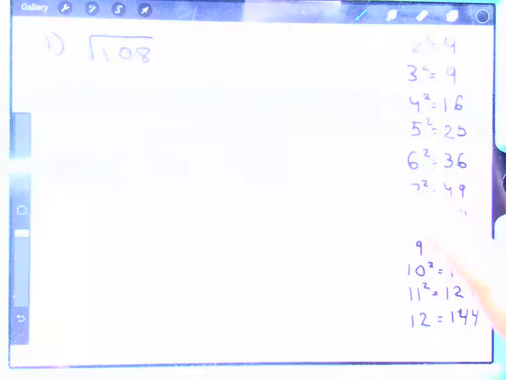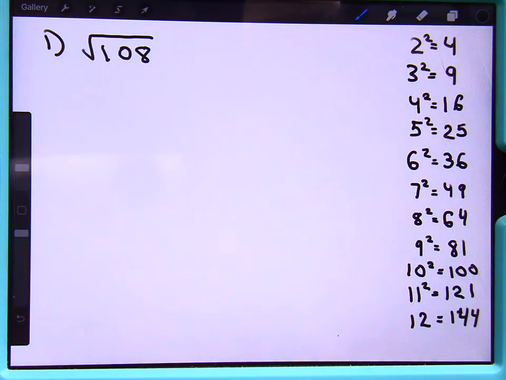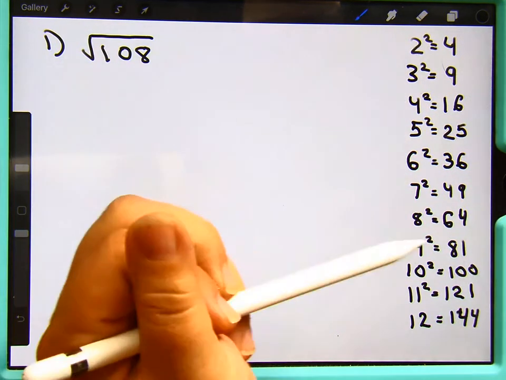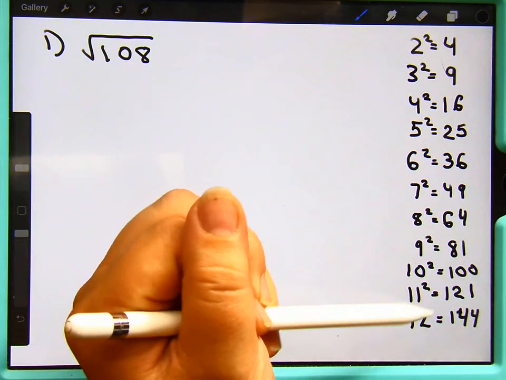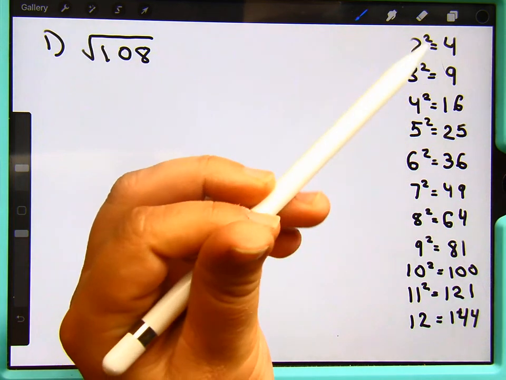Okay, so we are going to do just a quick little video about simplifying radicals, and specifically in this situation, square roots. The big thing that we're going to be looking at is perfect squares.